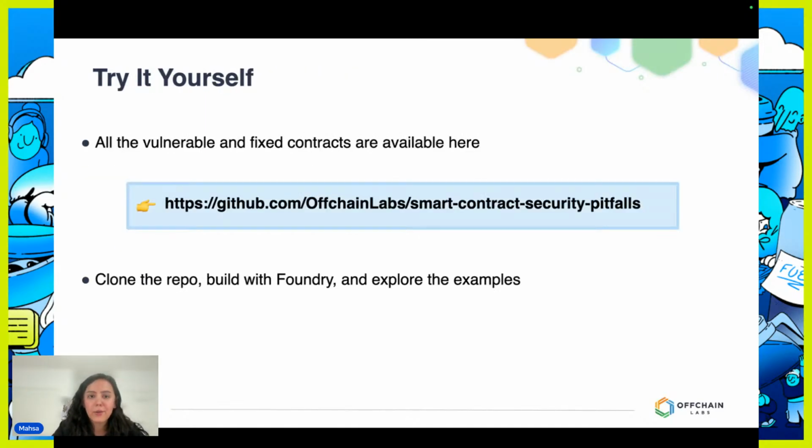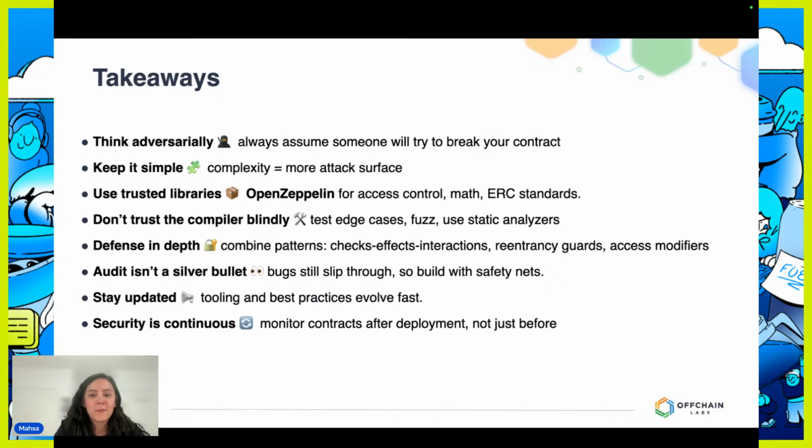That was it for all the security vulnerabilities. As I said, I put all of those codes, the vulnerable ones and the fixed ones, on our Off-Chain Labs repo. So I do encourage you to go ahead, look at the contracts, test them, build them with Foundry and explore them, and make sure that you have all those security concerns in your mind when you're writing your code.